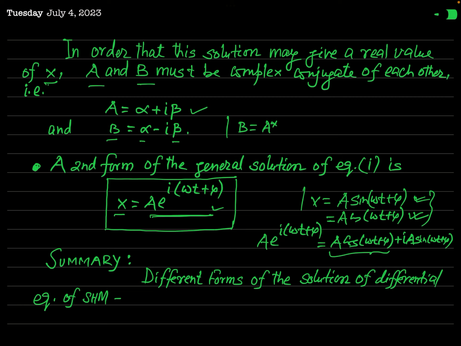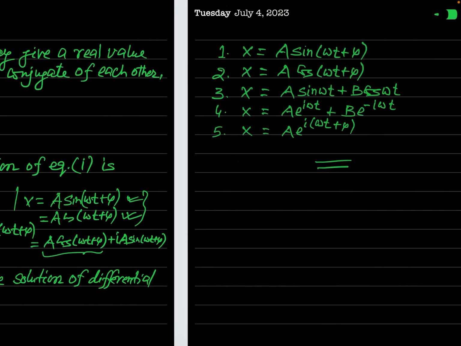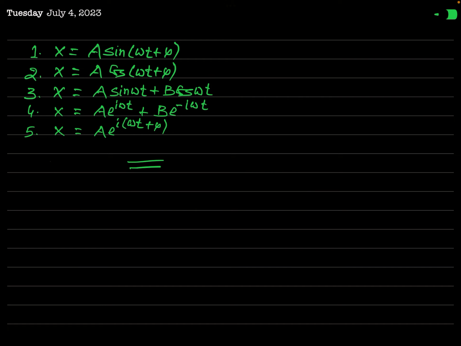So I think you have understood the whole calculation, how we can obtain the solution of the equation of motion of SHM in different forms. For your convenience, as a summary, I have written all those solutions here. The solution of the equation of SHM can be written as x equal to a sin(ωt + φ), or a cos(ωt + φ), or a sin ωt plus b cos ωt, or a e^(iωt) plus b e^(−iωt), or in the most general form x equal to a e^(i(ωt+φ)). So these are the different forms of the solution of the differential equation of SHM.